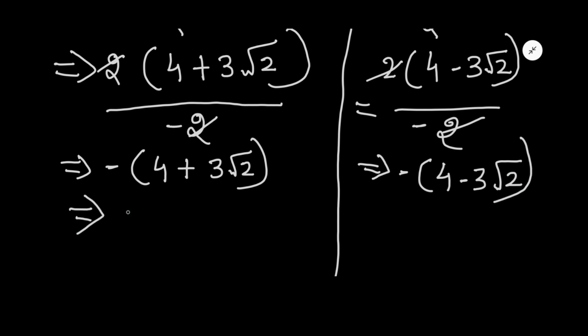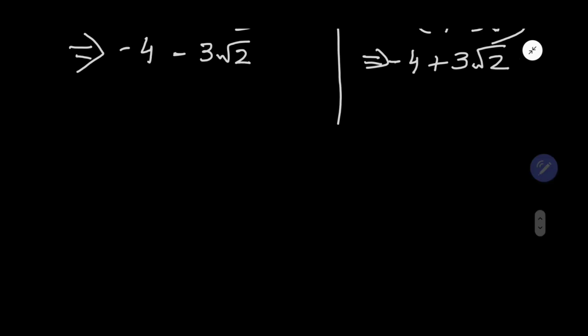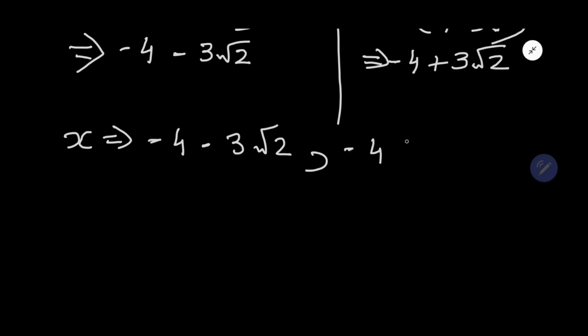So the final roots of this quadratic equation come out to be minus 4 minus 3 under root 2, and the other is minus 4 plus 3 under root 2.